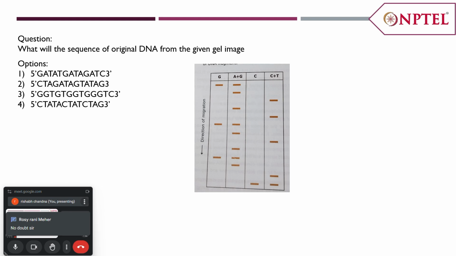So you are given an agarose gel. Now you have to deduce the sequence of the DNA. Okay. And this is using the Maxam-Gilbert method. So what can be the correct answer?